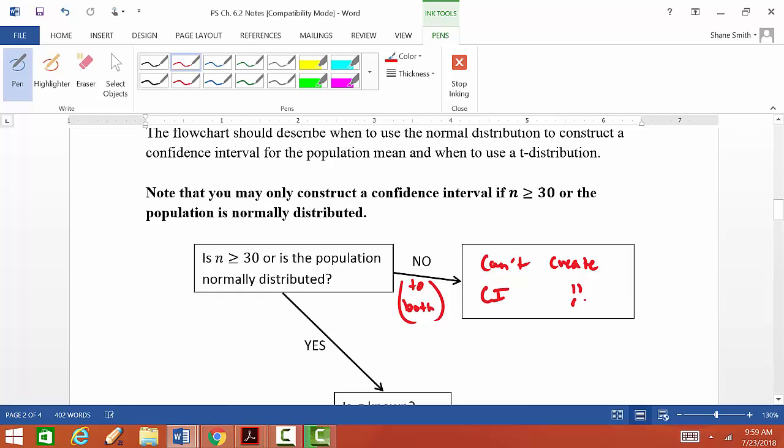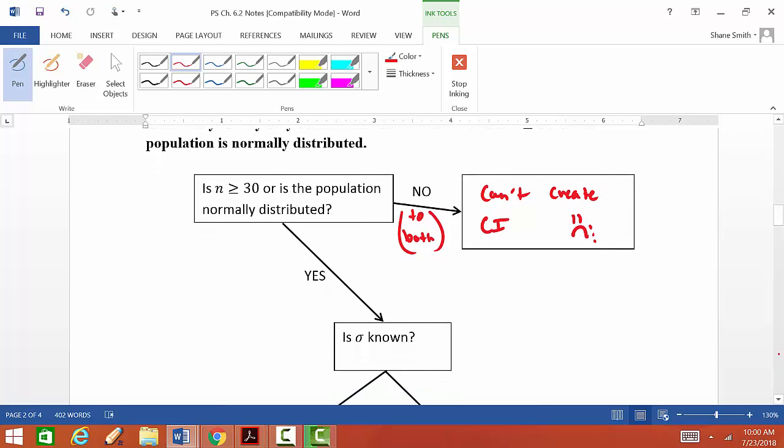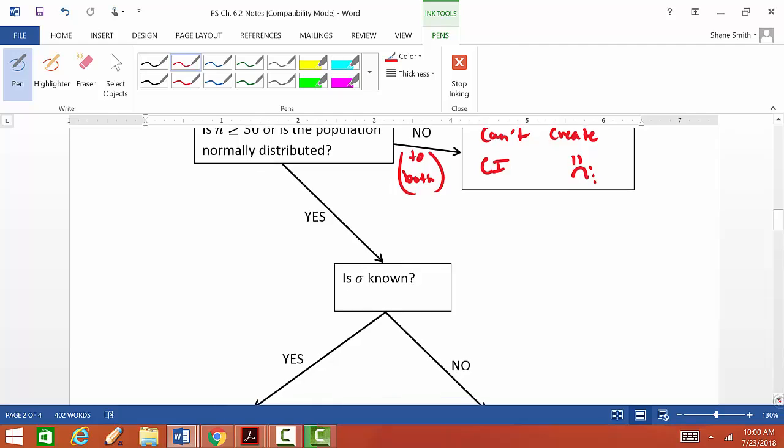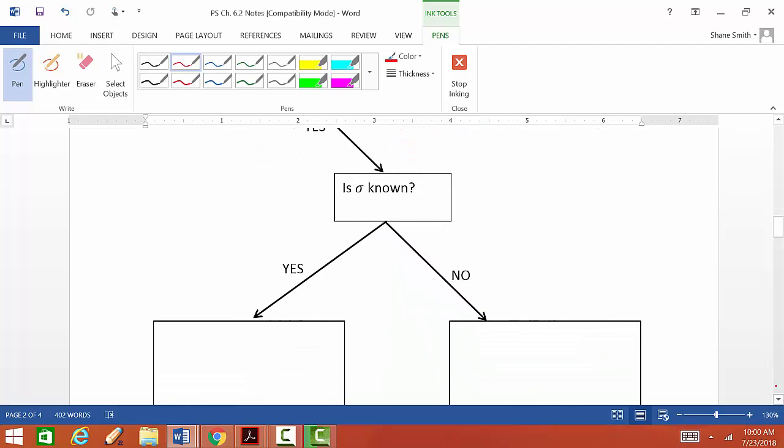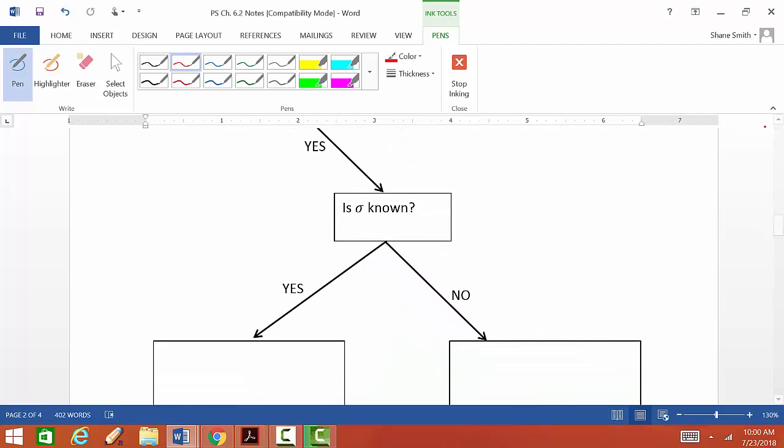And I'll put a frowny face because that's sad, right? So if you don't have a large enough sample size and the problem doesn't say the population is normally distributed, then you can't create a confidence interval. But let's say either of those are true, then we look for this.